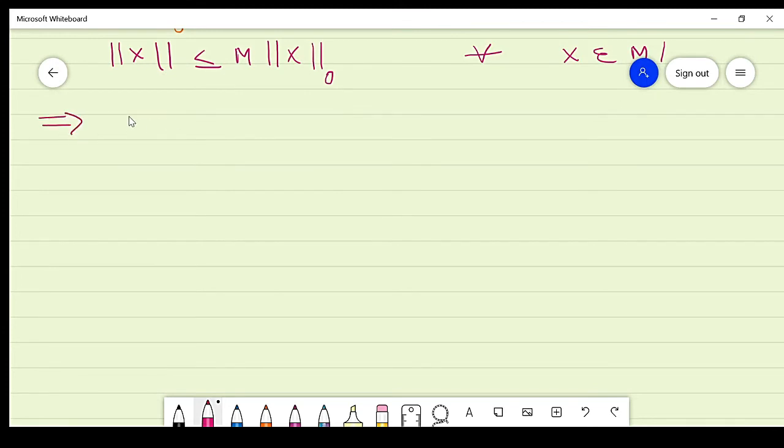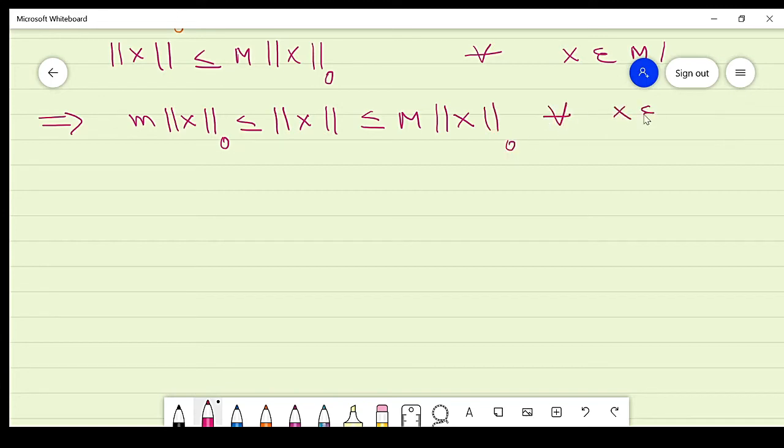Now combining these results, what do we get? We get m norm x0 less than or equal to norm x less than or equal to capital M norm x0. This is for every x belongs to M dash, right? Write it as equation number 3. Clear? But my purpose is to prove it in the case of M. So I proved it in the case of M dash, but my purpose is to prove it in the case of M.